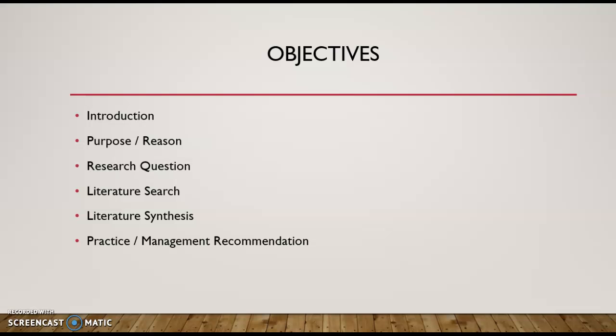Some objectives: we're going to introduce nurse turnover, the purpose and reason for conducting this evidence-based practice presentation, research question, literature search, a literature synthesis, and practice and management recommendations.